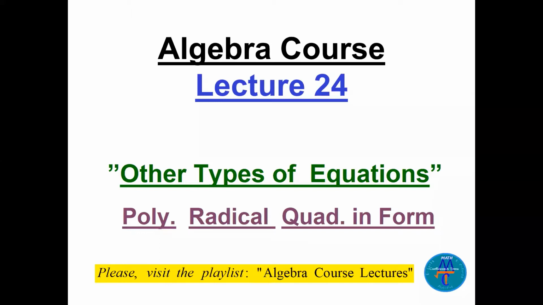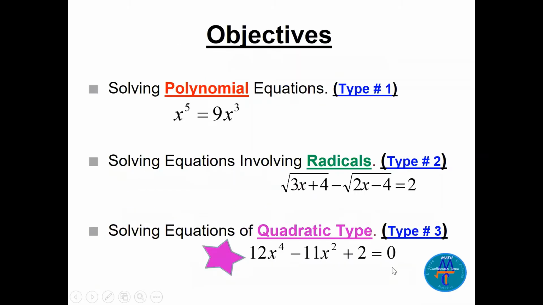In this video, I'm continuing the Algebra Course lectures, lecture number 24, other types of equations. If you want to see the other lectures, please go and visit the Algebra Course lectures. Now, the objectives here, we have three types. Type number 1, 2, and 3, we will study in this lecture: polynomial equations, radicals, and then quadratic type, the most important one.